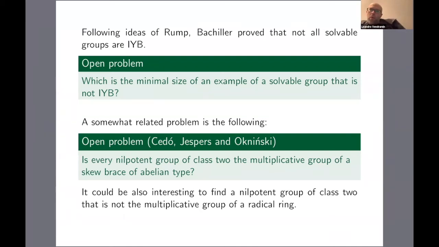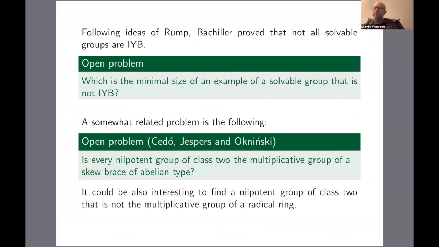And a related problem is the following, which was formulated by Cedó, Jespers, and Okniński. Say that I take a nilpotent group of class 2. Is this nilpotent group the multiplicative group of a skew brace of abelian type? Again, we don't know the answer to this one, okay? And of course, there are some variations. For example, you can try to find when this nilpotent group of class 2 is the multiplicative group of a radical ring, or some natural variations like that, all of which are quite hard.